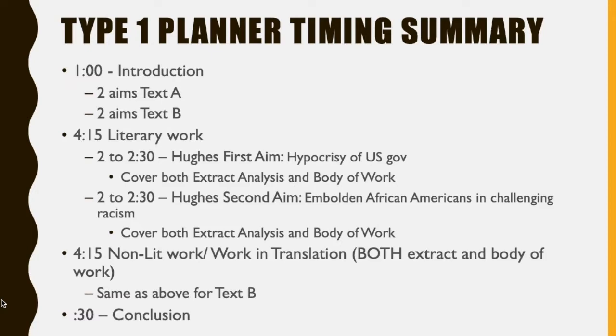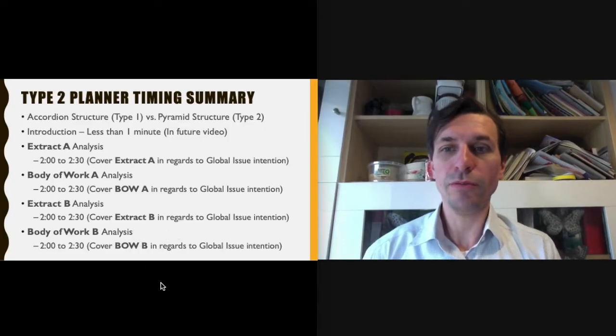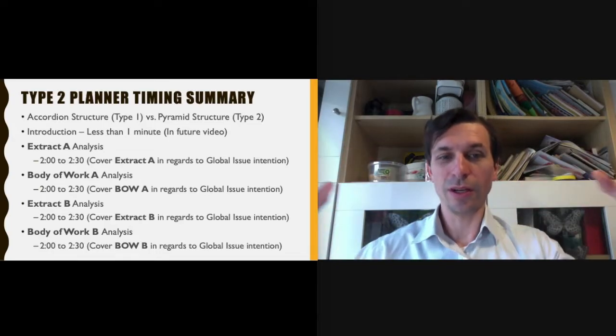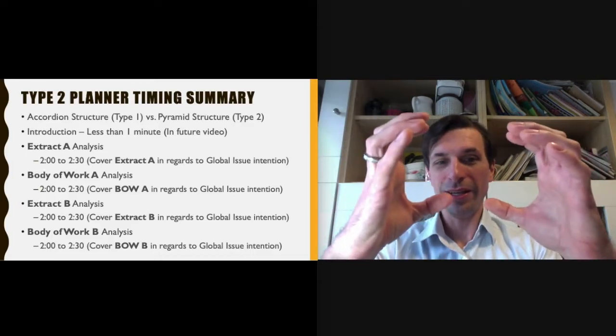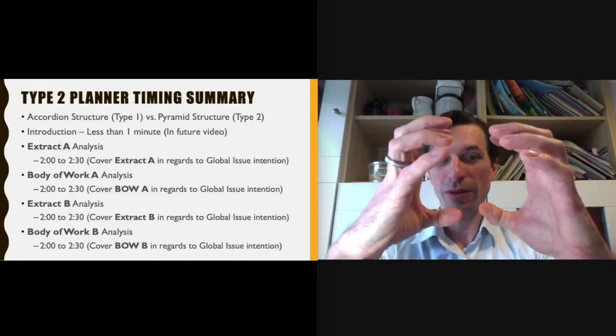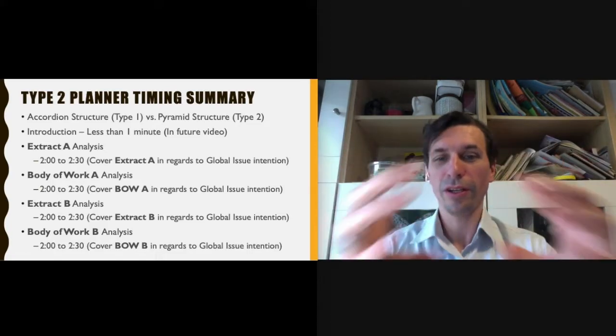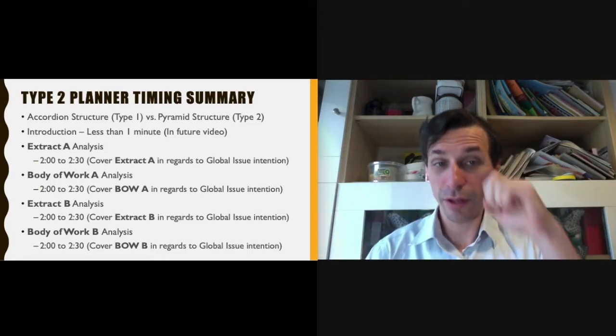Here's a nice, easy to see single slide summary of how the 10 minutes are used with the Type 1 planner. In the Type 1 planner, the Lang Lit teacher Courtney Berry, I heard describe it as like an accordion. You squeeze in to the extract, the small detailed part, and then you go out to the body of work, and then you come in like an accordion player, back and forth.